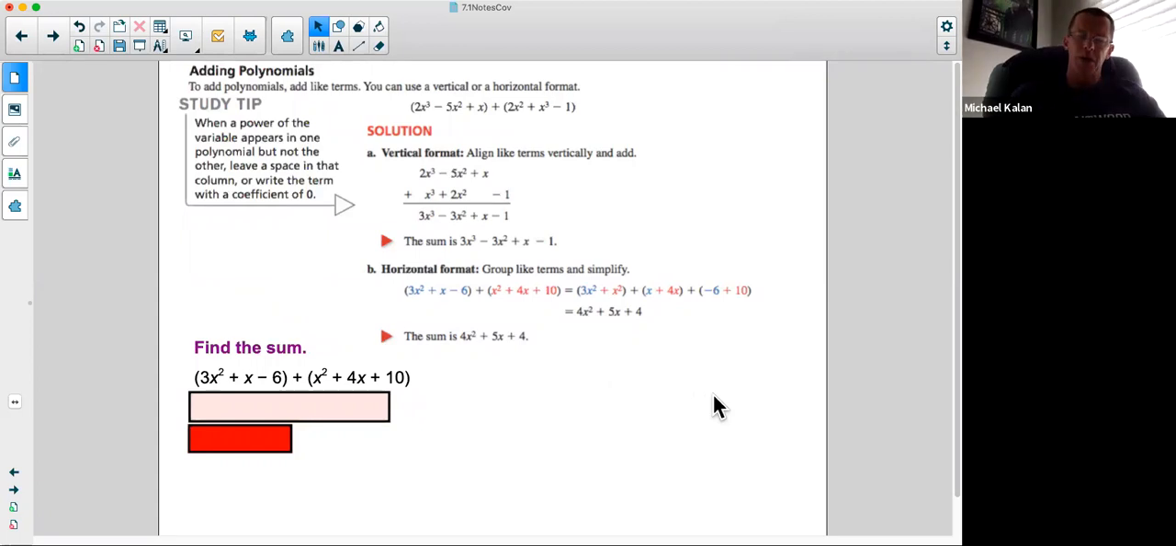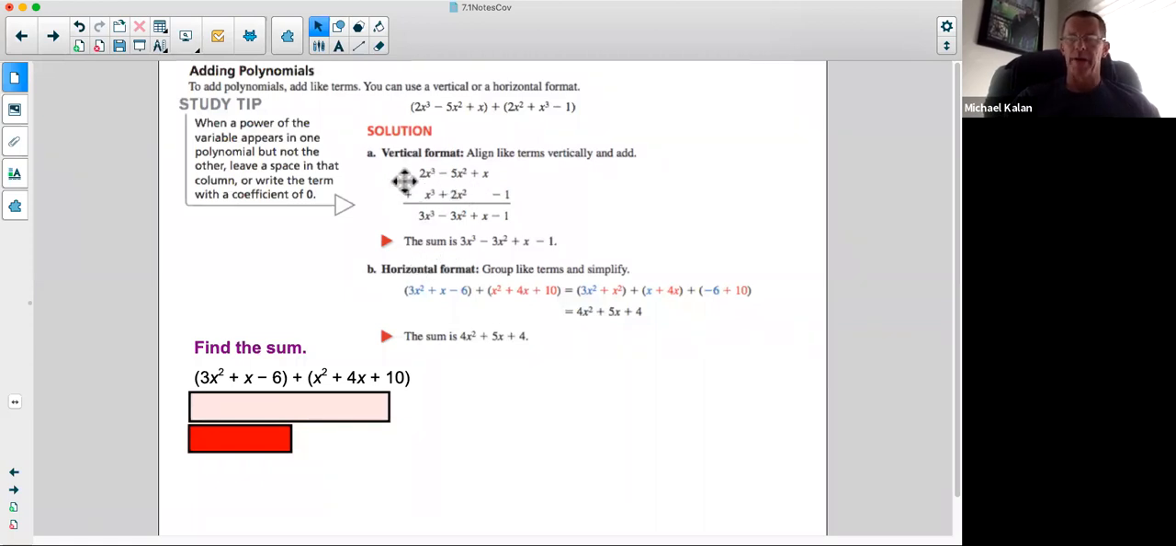Okay, so we're going to add polynomials together. You've actually been doing this, you just didn't know it. We didn't necessarily call them polynomials, but basically we're combining like terms, okay? All right, so to add polynomials, add like terms. You can use a vertical or horizontal method. I'm going to show you the vertical method, vertical format. If you like it, use it. If you don't, don't worry about it. You can use a horizontal, which I think is what most people do, okay?